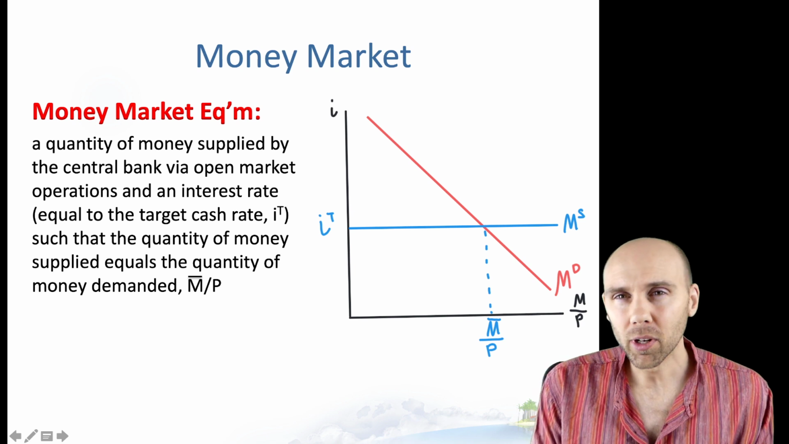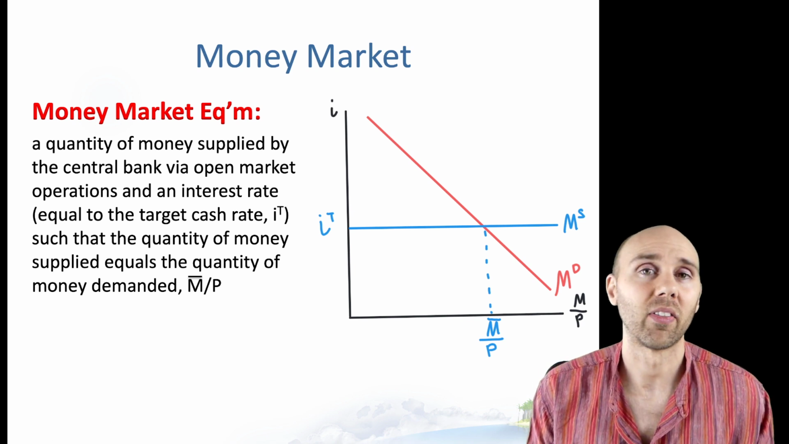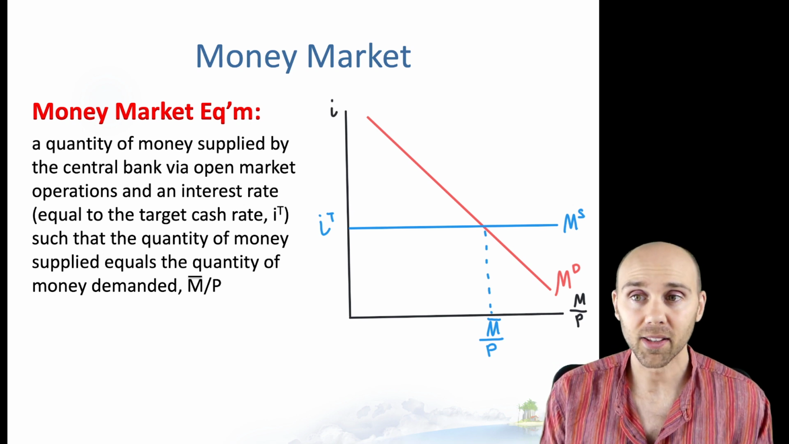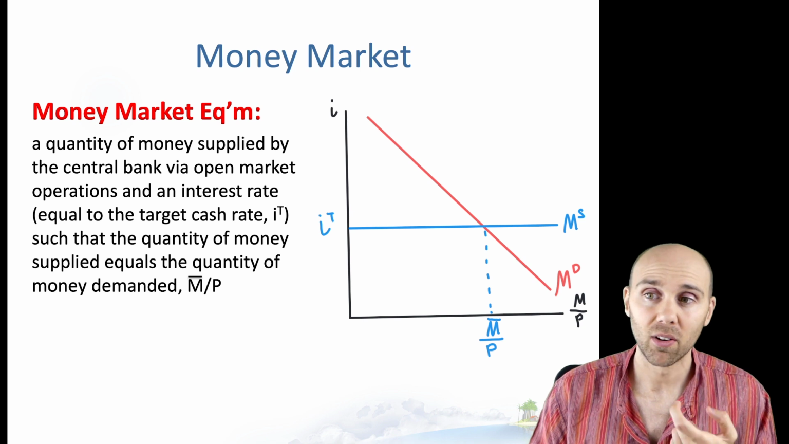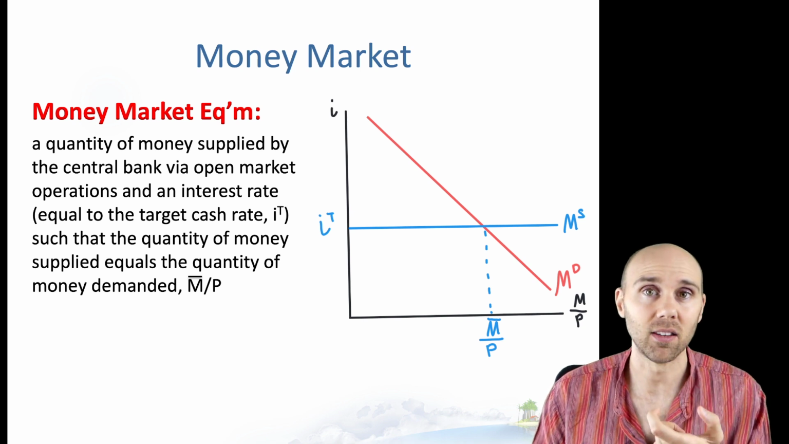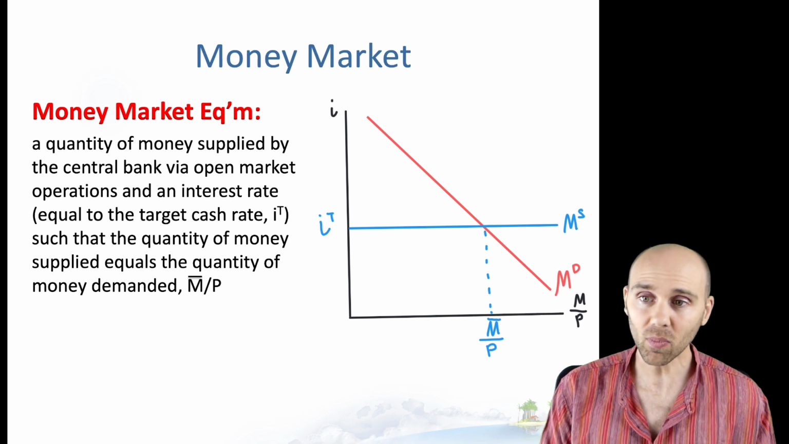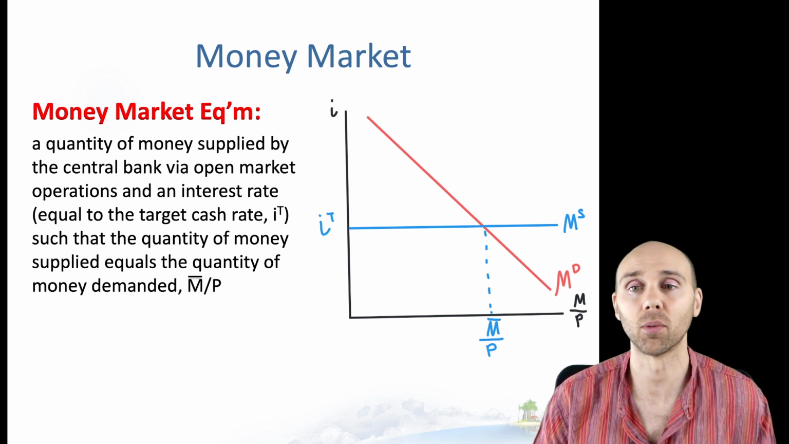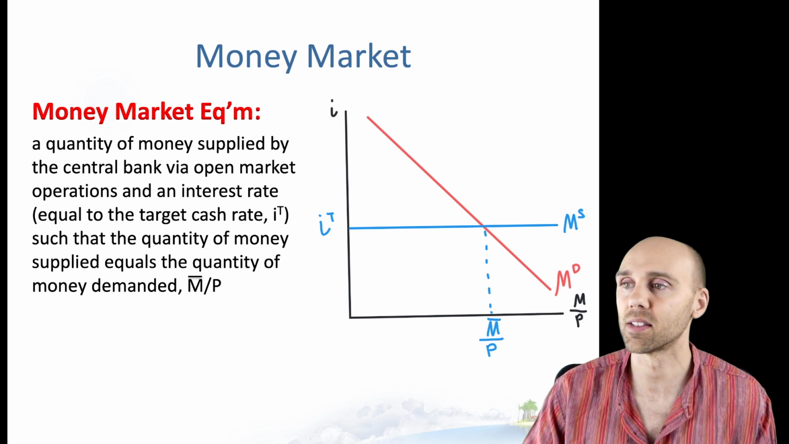So what's equilibrium in the money market? Well, it's about the quantity of money that the central bank supplies via these open market operations we spoke about to hit that target interest rate, equal to the target cash rate, or I, such that the quantity of money supplied equals the quantity of money demanded, controlling for prices, this MP.